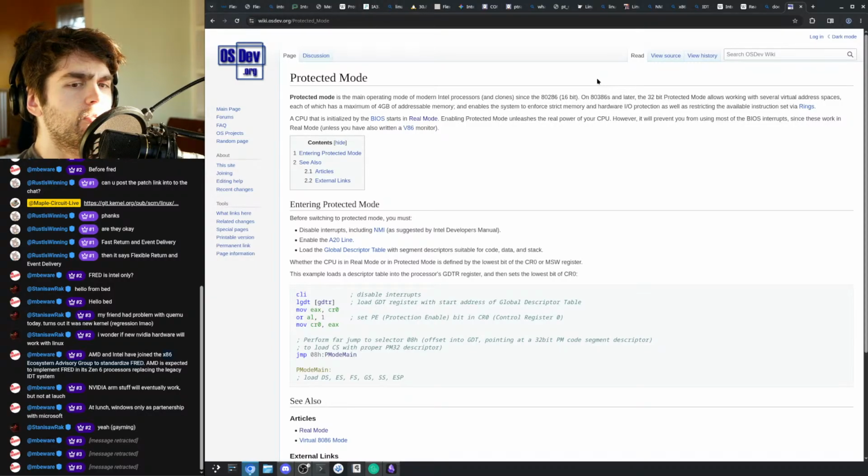A CPU that is initialized by the BIOS starts in real mode. Enabling protected mode unleashes the real power of your CPU. However, it will prevent you from using most of the BIOS interrupts, since these work in real mode.